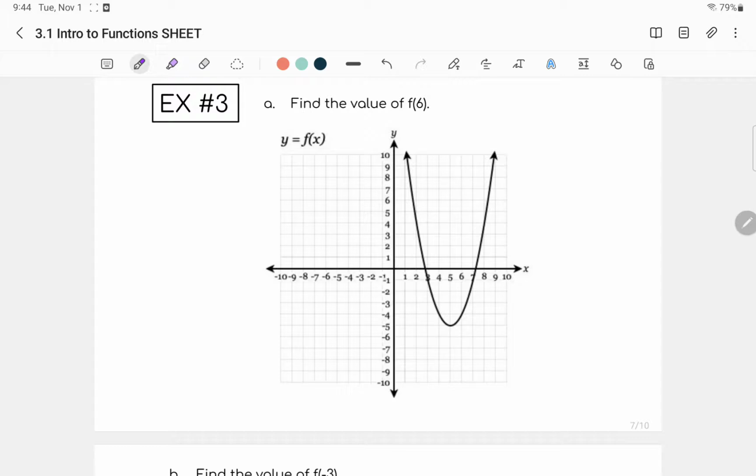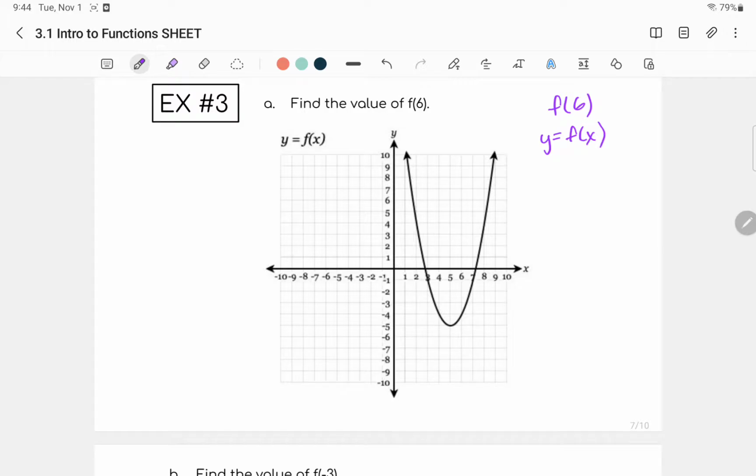And again, let's write something down. So f of 6, right? And y is equal to f of x. So that means I'm looking for what y is when x is 6. Okay, hopefully that makes sense. I'm looking for what y is when x is 6.